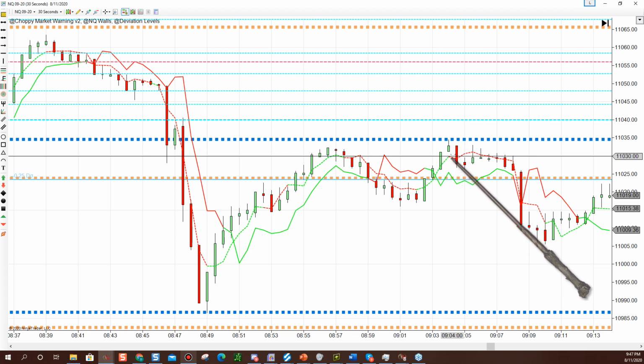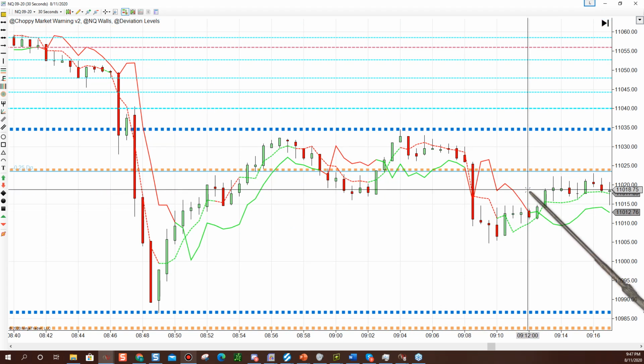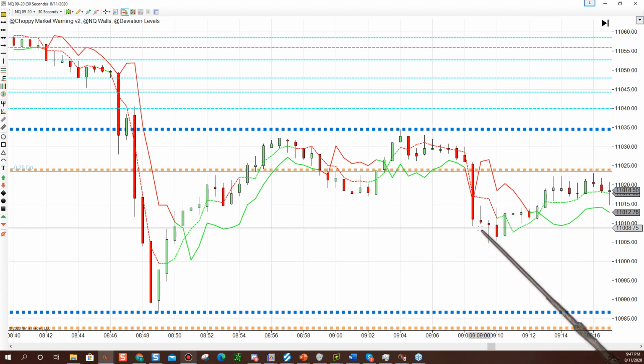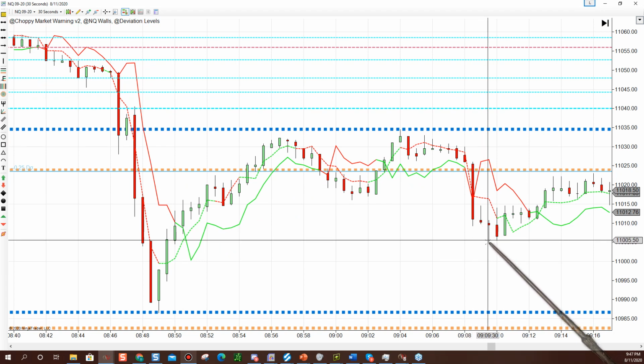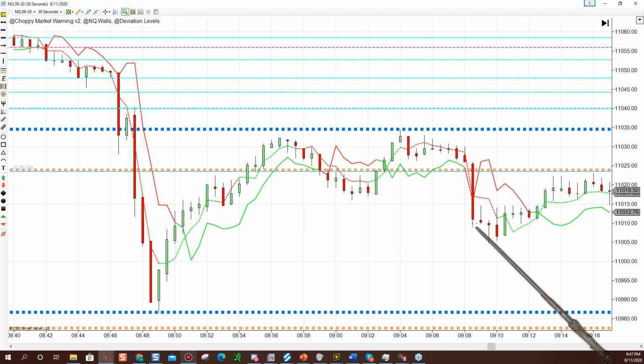Okay? We got nothing here. We got this one, which didn't even set up till down here. Didn't set up. Actually, we never got an entry to go short. Because see, it never broke the low of the next bar.